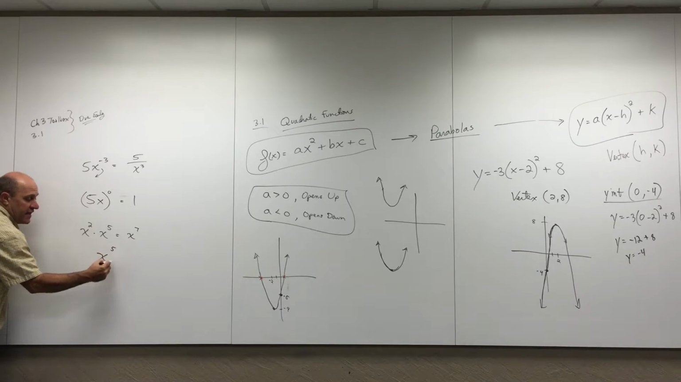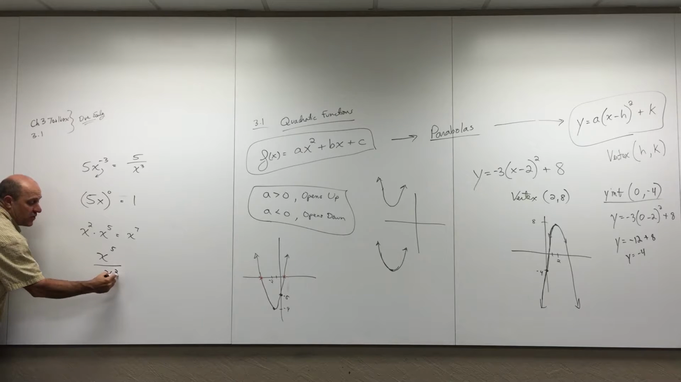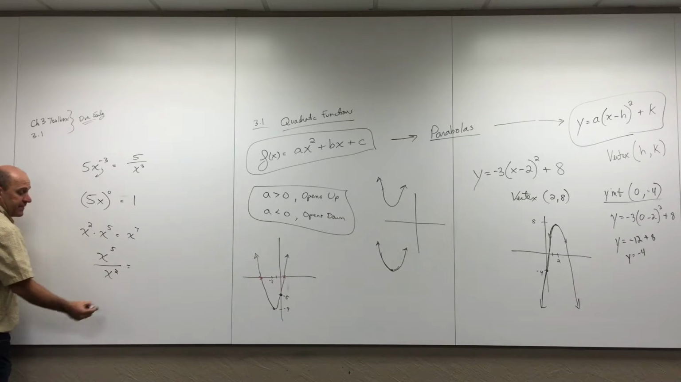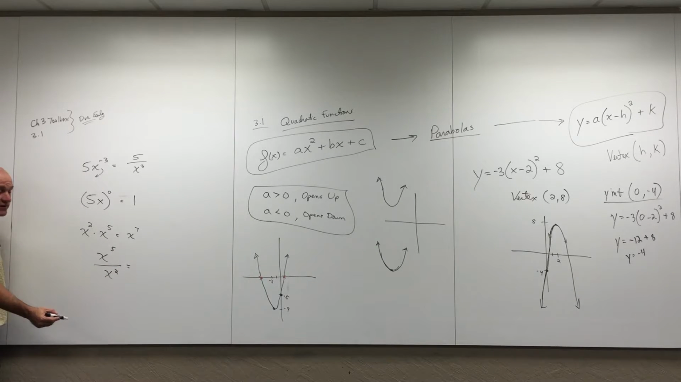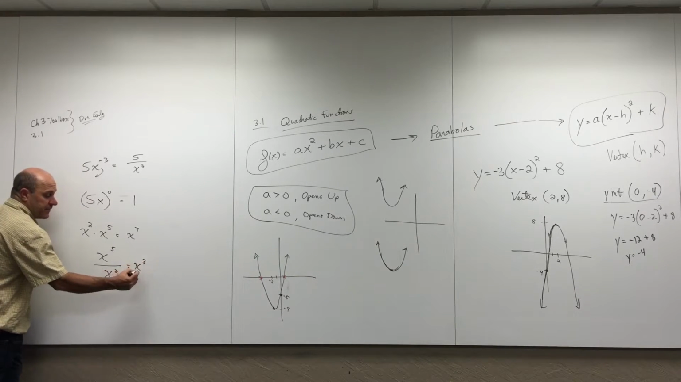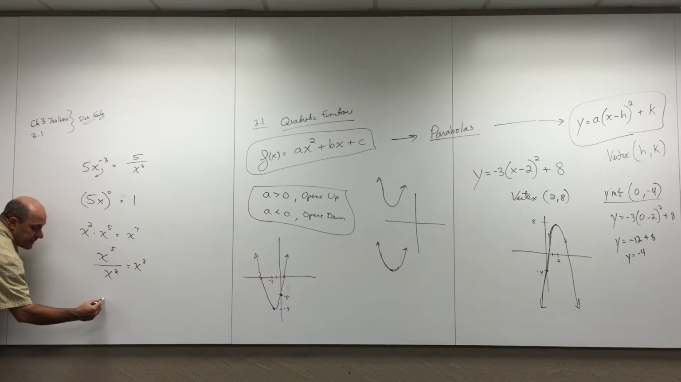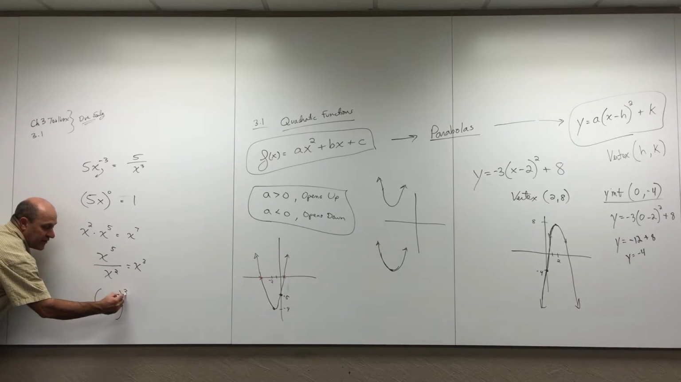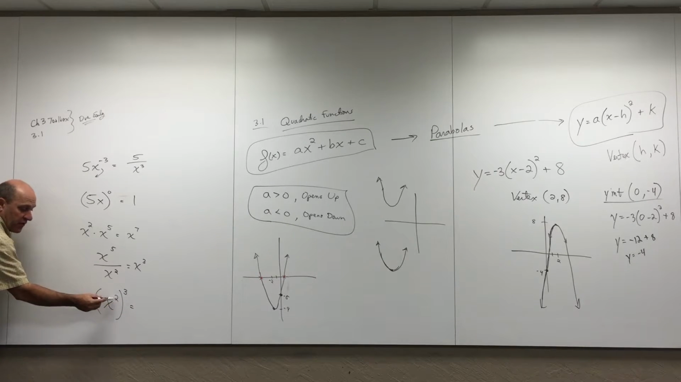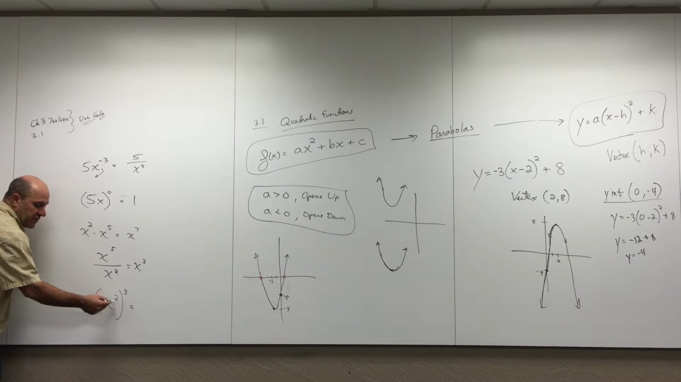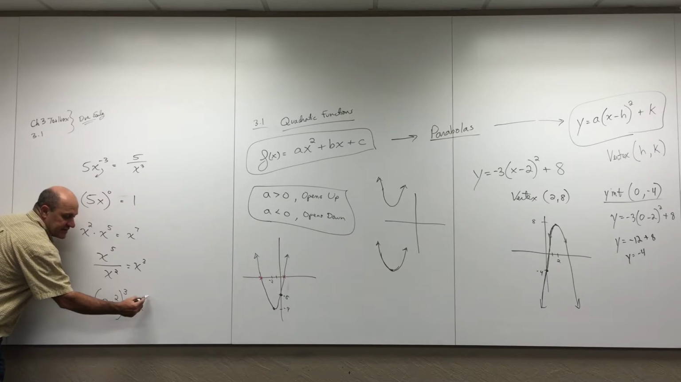If you have x to the 5th divided by x squared, now you're dividing terms with the same base. You subtract exponents. The answer is x cubed. Here's another one. If you have x squared and you raise it to a power like 3, so now you have an exponent raised to another exponent. The rule is multiply those exponents. Don't add these. Multiply these. So the answer is x to the 6th.